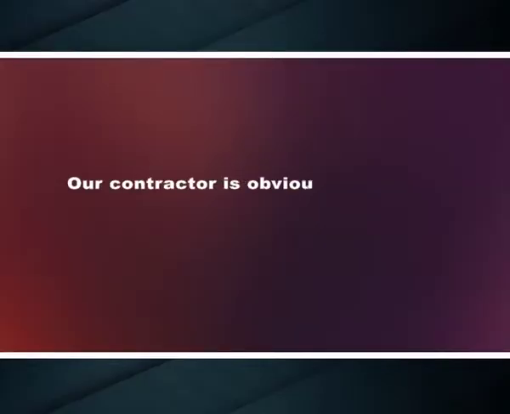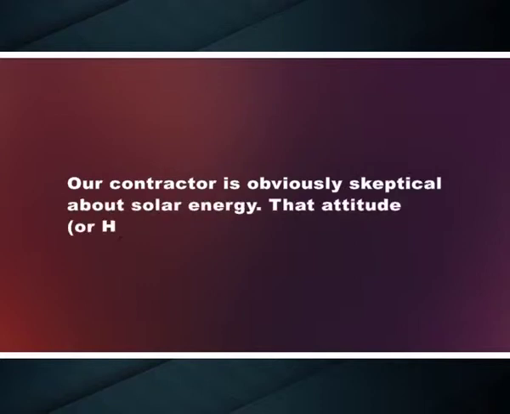But when a this or that has no specific antecedent, the writer can usually improve the sentence by providing a noun headword for the demonstrative pronoun by turning the pronoun into a determiner. Our contractor is obviously skeptical about solar energy. That attitude, or his attitude, doesn't surprise me. A combination of the two sentences would also be an improvement over the vague use of that.